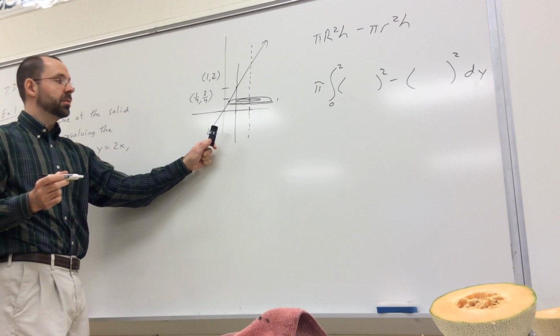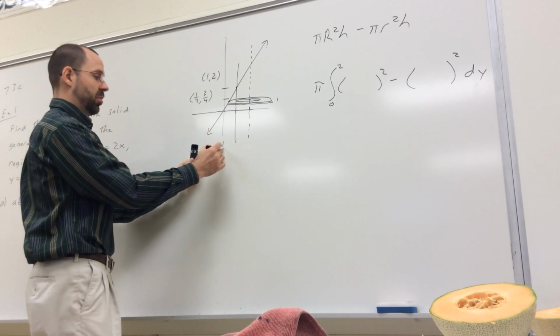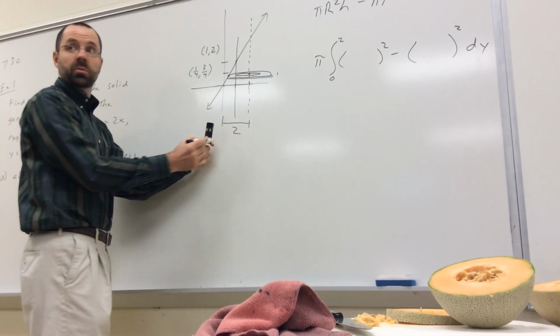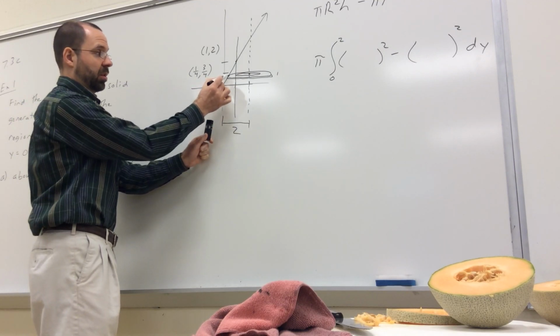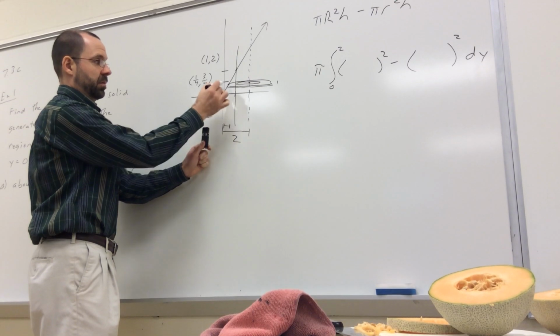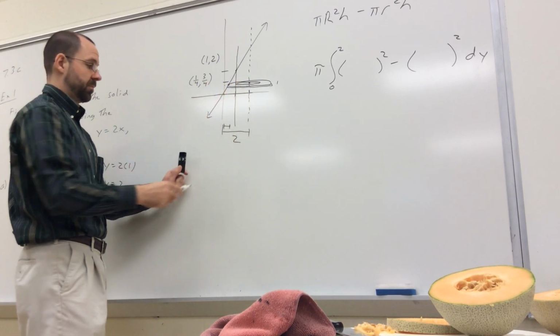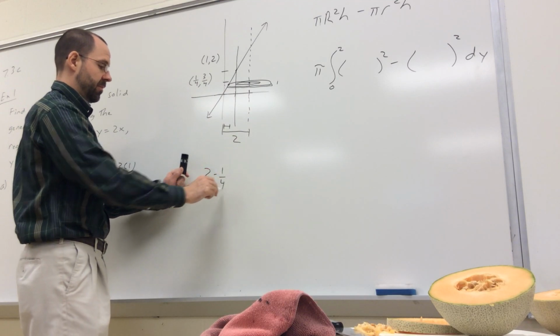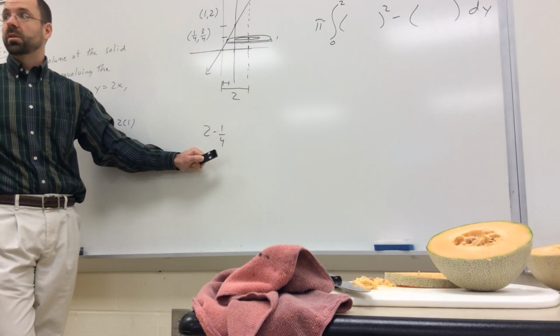Yes. 2 minus the quarter. This whole distance here is 2. This distance is 1/4. So that distance is 2 minus that quarter. This is huge right here. Is everybody 100% okay with 2 minus 1/4?